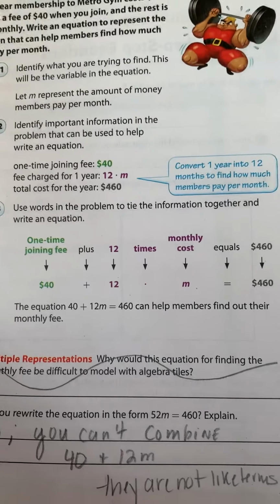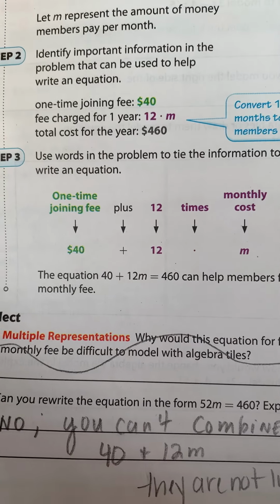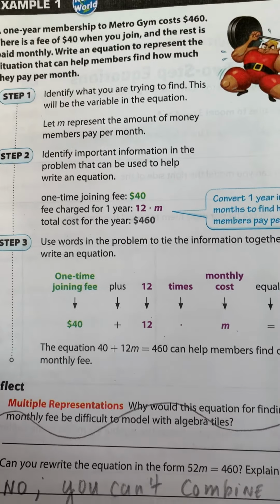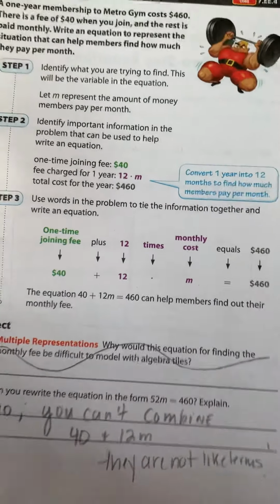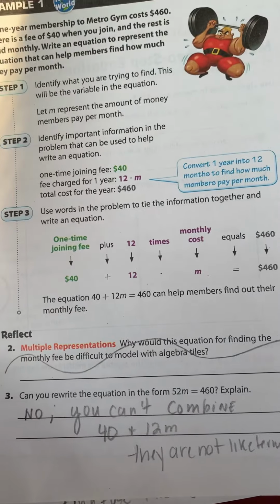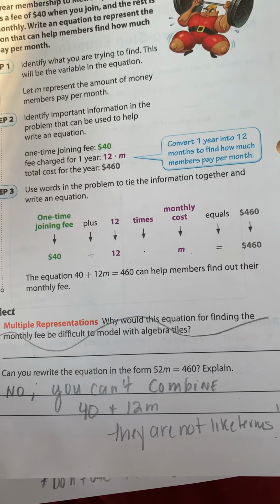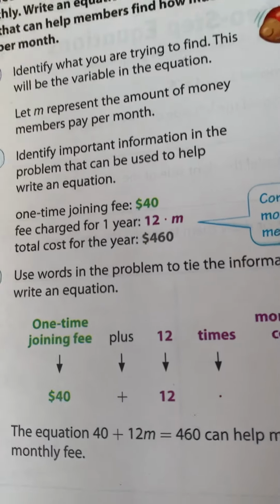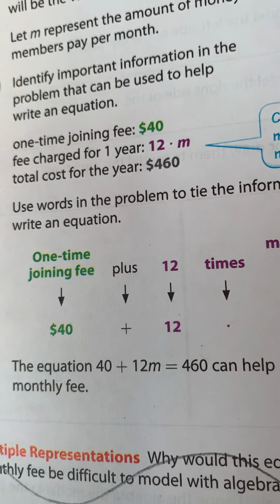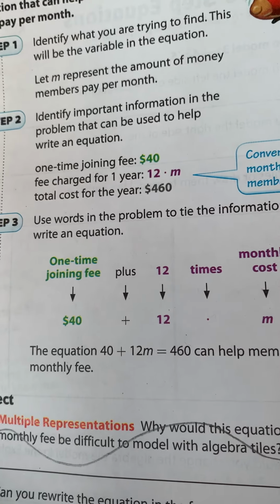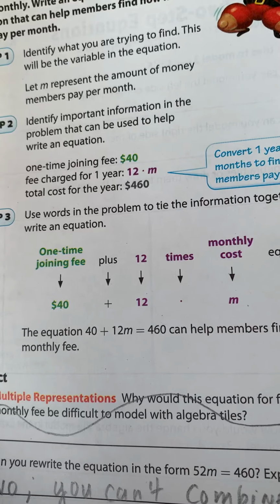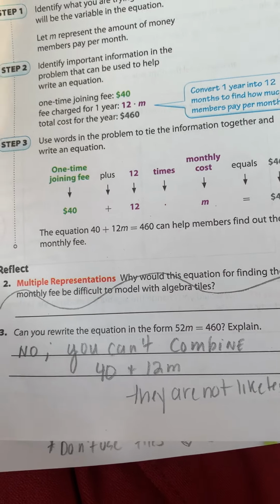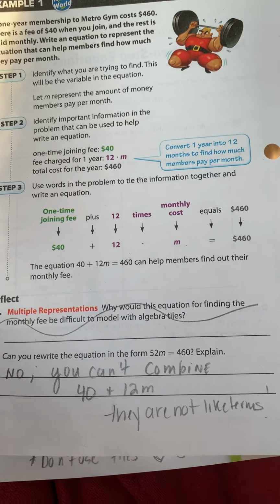So in this section, you're going to be writing equations based on the information here. Okay, if it says algebra tiles, don't worry about that. It says, can you rewrite the equation 52M equals 460? No, because if you look here, you cannot combine 40 and 12M. They're not the same terms. You can combine M's to M's and numbers to numbers, but you can't combine a 12M and a 40 and make it 52M because they're not like terms.